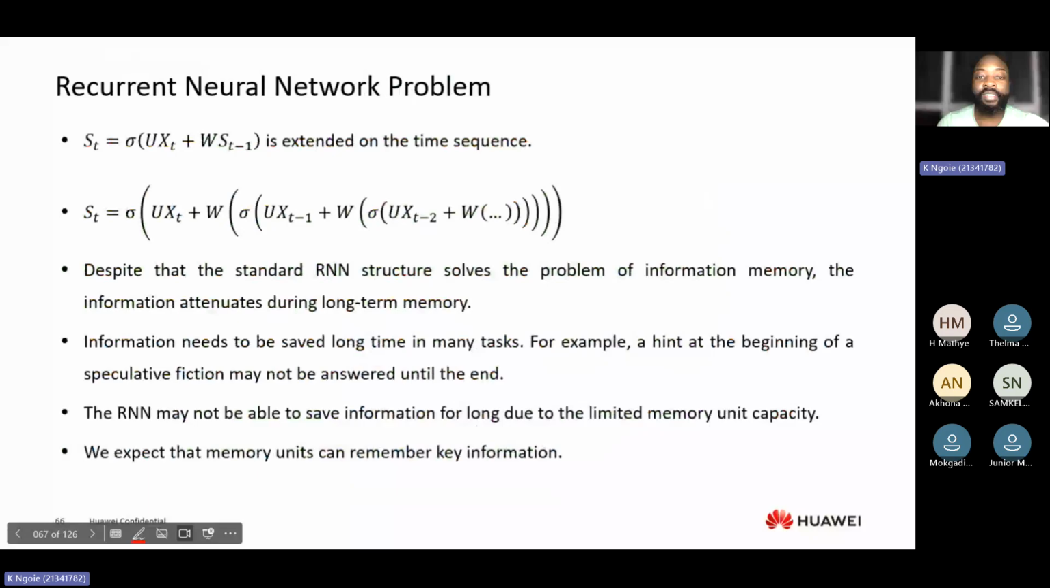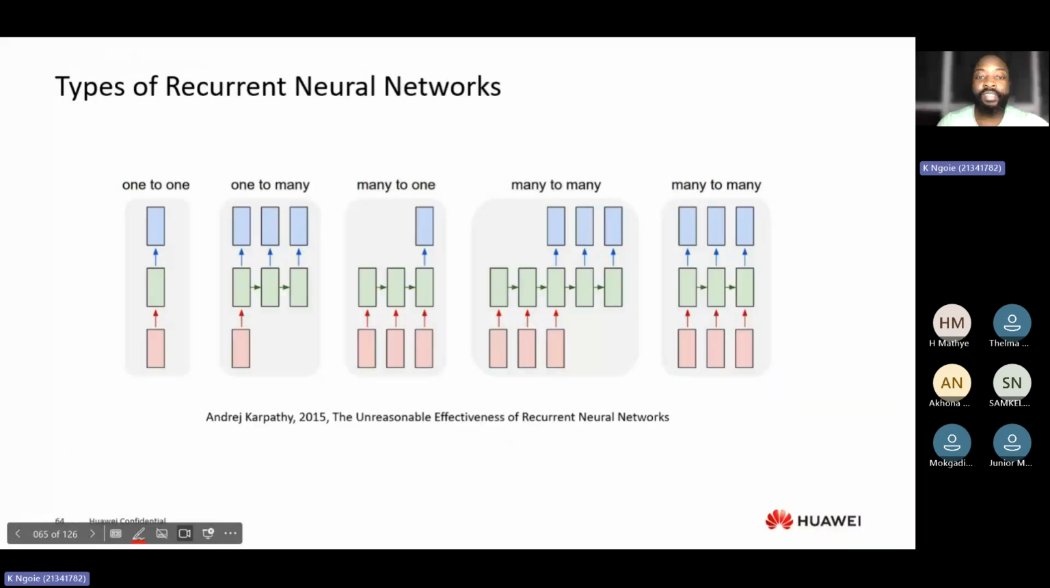But again, in recurrent neural networks, we need to understand we have different types of recurrent neural network. You can have one-to-one, which means we have one input and one output, or a one-to-many, which means one input and many outputs, and then many-to-one, which is many inputs and one output, and then many-to-many.